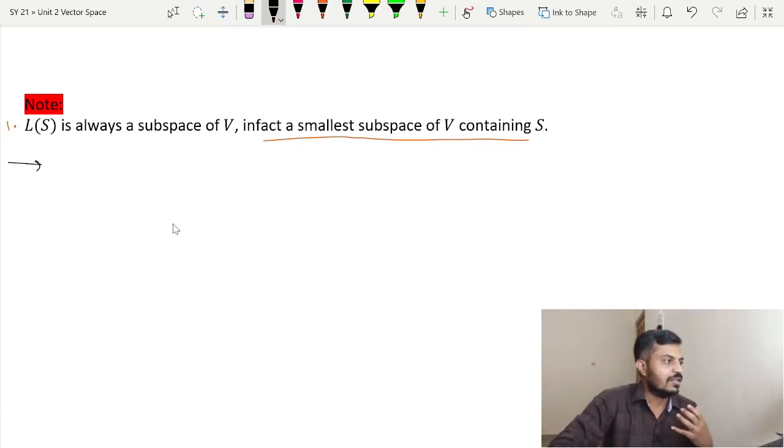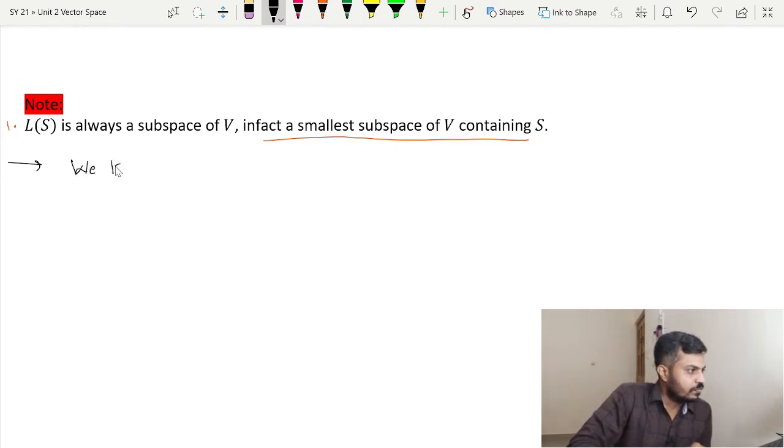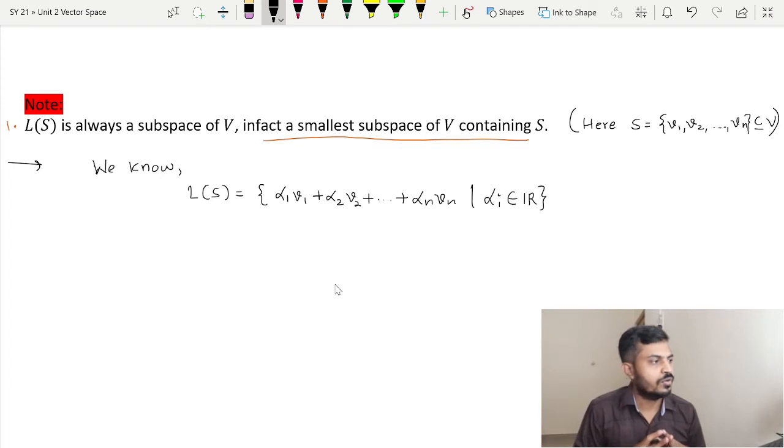So let us show that this L of S is a subspace first of all. Now in order to show L of S is a subspace of V, first of all we need to show it is non-empty. Now the question is how to show the set is non-empty, and I have already told you the trick. While proving a certain set is a subspace, we need to show it is non-empty, right?